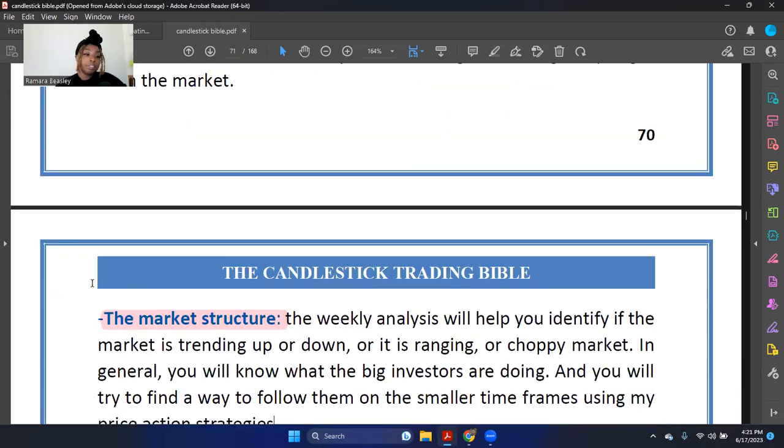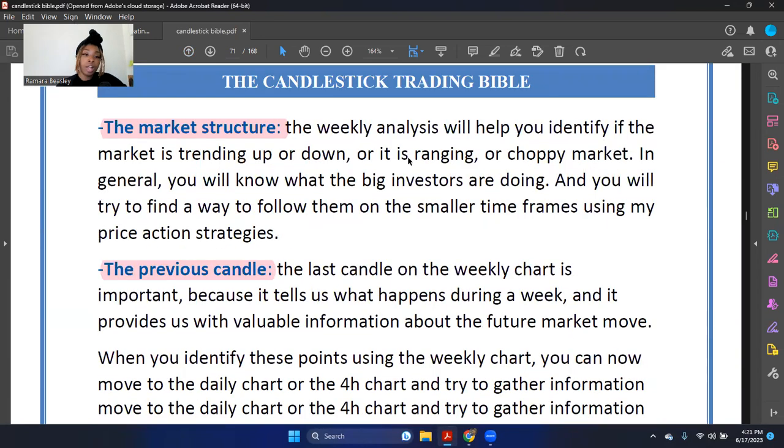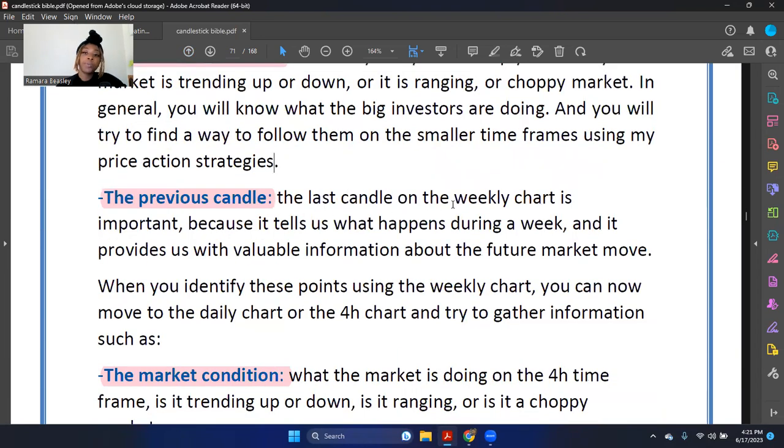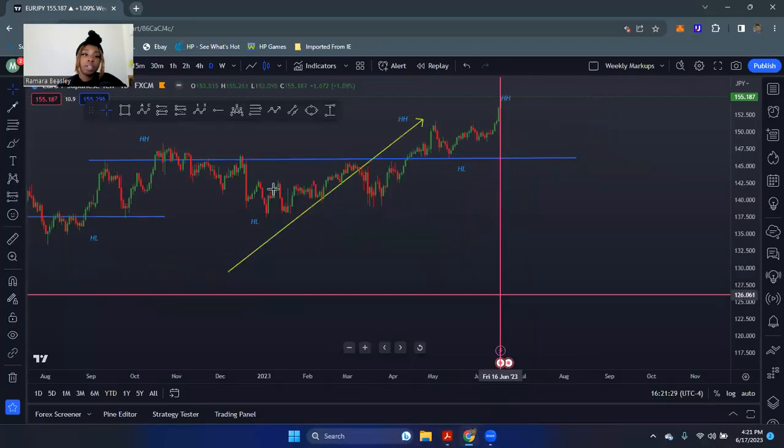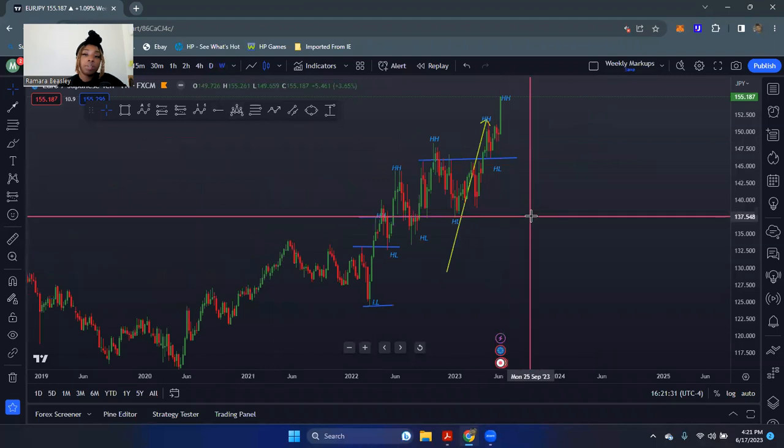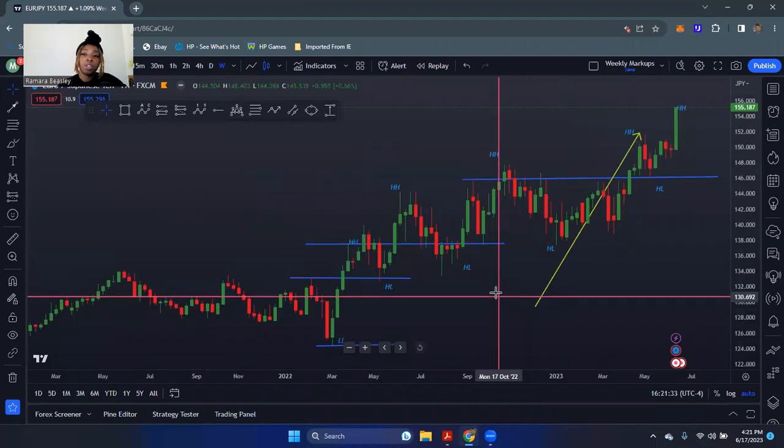All right, so what's our next thing? The previous candle, the last candle on the weekly chart, is important because it tells us what happens during a week and it provides us with valuable information about the future market move. When you identify these points using a weekly chart, you can now move to the daily chart or the 4-hour chart and try to gather information. We can just look at the weekly, but we don't have to look at the weekly.